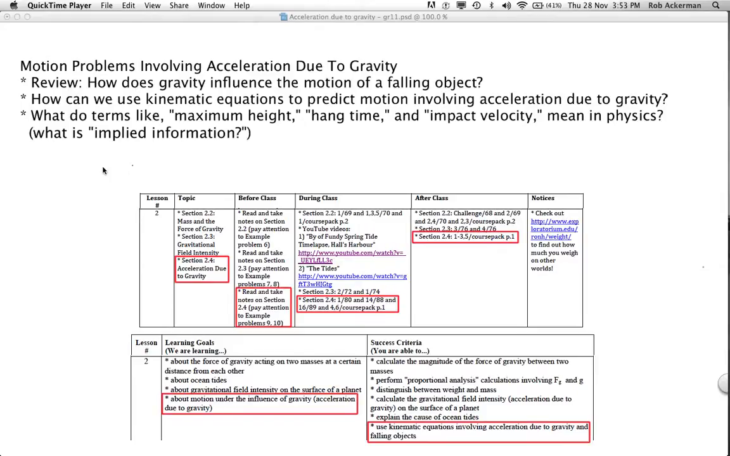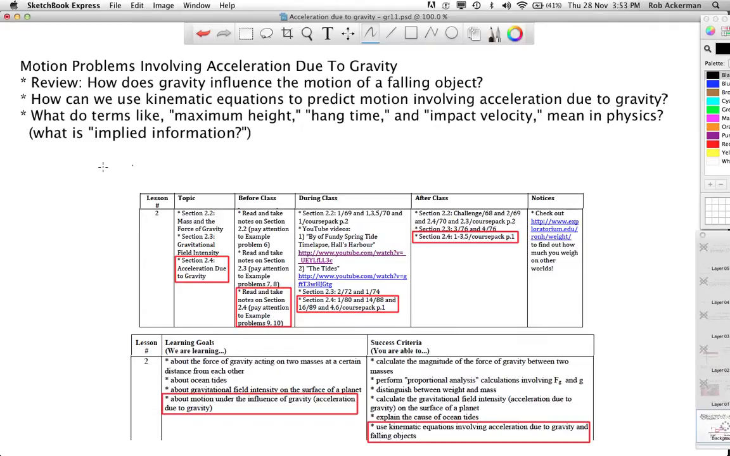Thanks for watching. Topic of today's video is motion problems involving acceleration due to gravity. We are currently in lesson 2 of the unit schedule, although because this is a big lesson and there's a lot of ideas to cover, we're only going to cover part of them in this video.